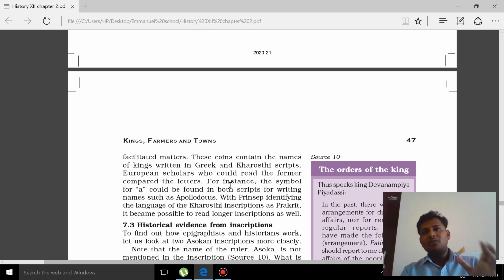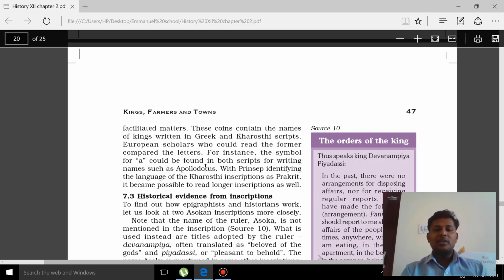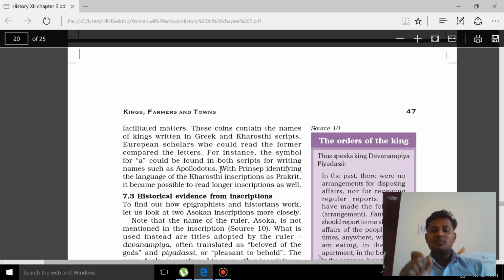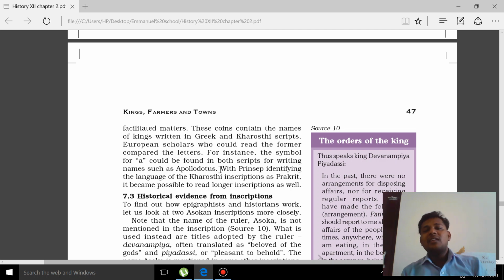So we can proudly claim that the Brahmi script was understood with the help of Indian languages, and the Kharosthi script was understood with the help of the Greek European language. This is how it was understood. Just as we had a table to understand Brahmi, the symbol for a letter could be found in both scripts for writing names like Apollodotus. This is the name of a ruler. In any inscription you see, it will be written in Greek as well as in Kharosthi.